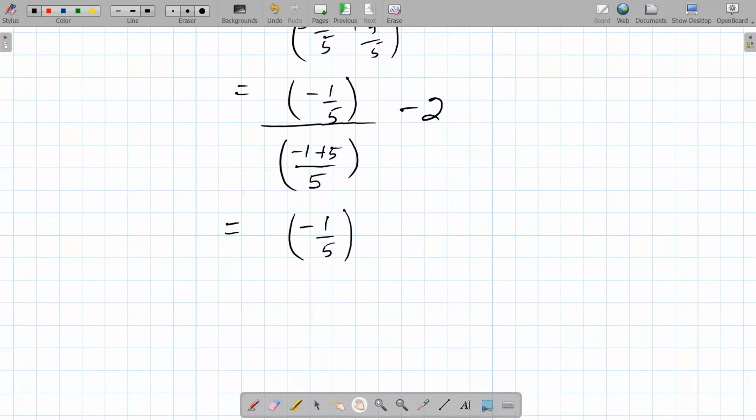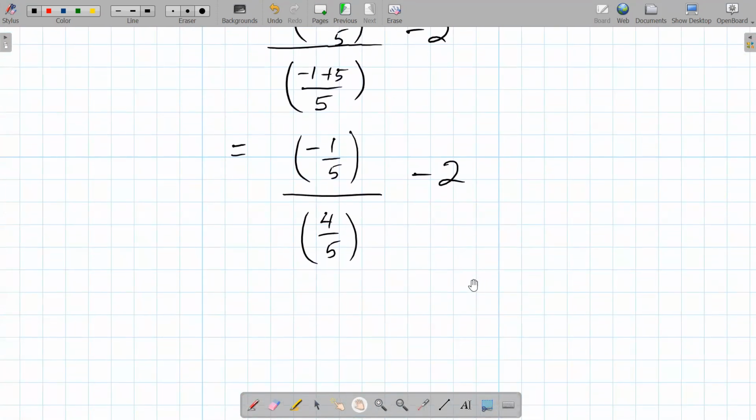And then I try to simplify the denominator. This is just going to give me -1 plus 5 is 4, so I'm going to have 4/5. And then I subtract 2. This is exactly what happened in the previous case. You can rewrite this as -1/5 divided by 4/5. Okay, and then you subtract your 2 here.